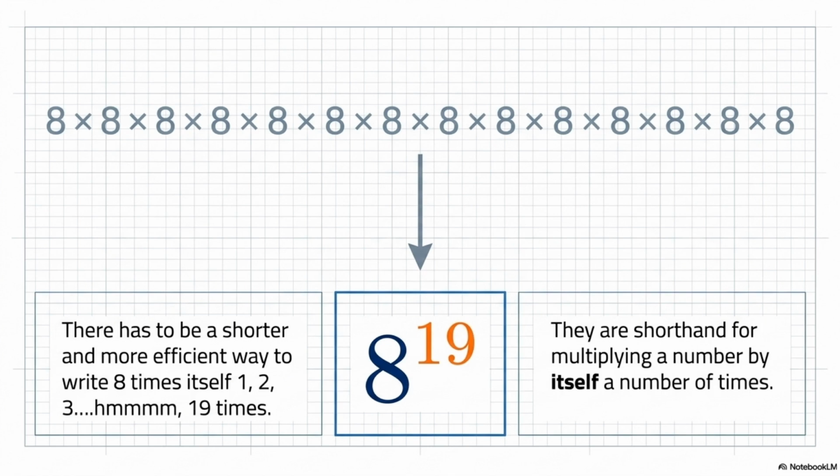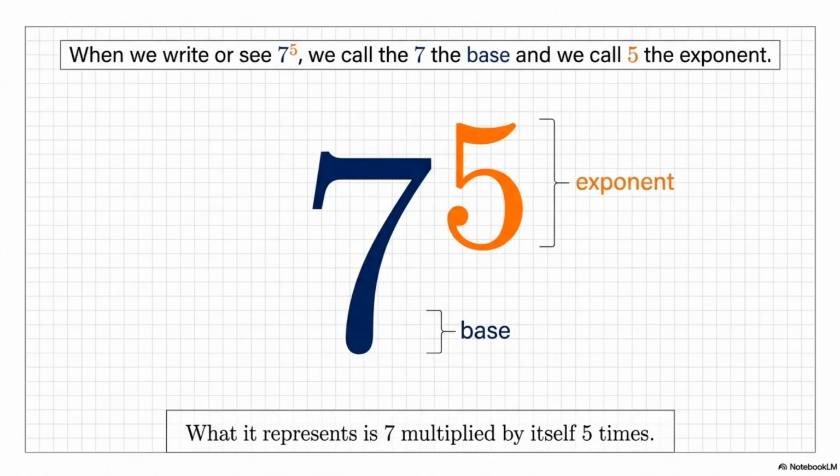Okay, let's unpack this terminology. So to write this efficiently, you write a regular-sized 8, and then you place a tiny 19 raised up in the upper right corner. Let's lock down the official terms here so we don't get lost later on in the deep dive. If I see a 7 with a little 5 floating next to it, what are we calling those two distinct numbers? Great question, student.